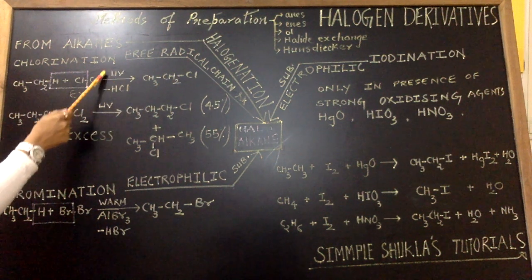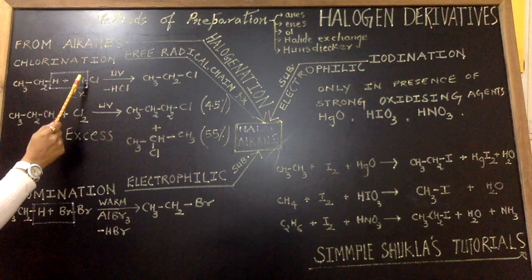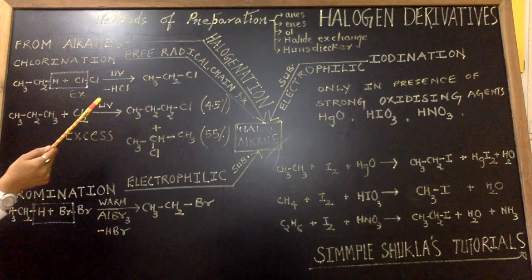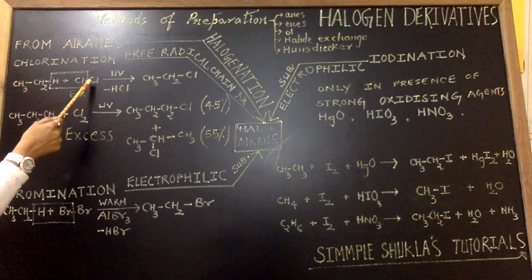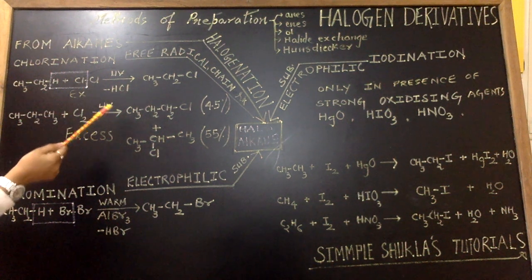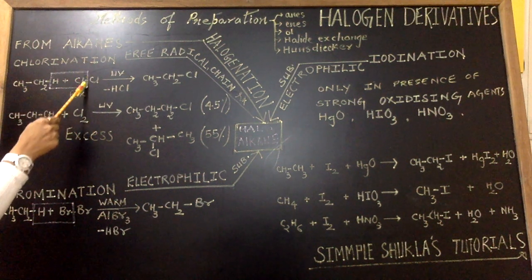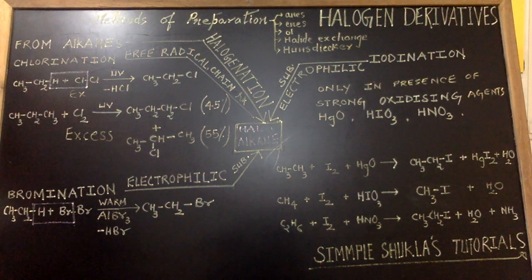The ultraviolet rays are absorbed by chlorine molecule, which makes the chlorine molecule energized. The molecule becomes excited and highly unstable, so it undergoes homolytic fission to produce chlorine free radicals. These radicals attack the molecule of alkane to give the corresponding alkyl halide.